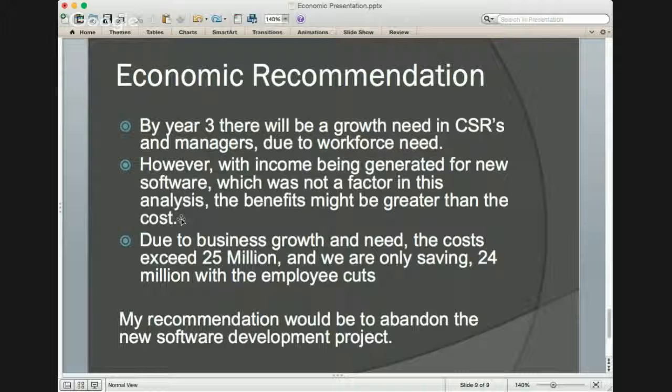However, the income being generated by the new software, which is not a factor in this analysis, could make the benefits greater than the cost. But with this analysis, the benefits are much less than the cost of the project. Due to business growth and need, the costs obviously increase, exceeding 25 million, and we're only saving 24 million with the employee cuts, and that's just in the first year. So my recommendation would be to abandon this newest software development project without incorporating the benefits from this new software.